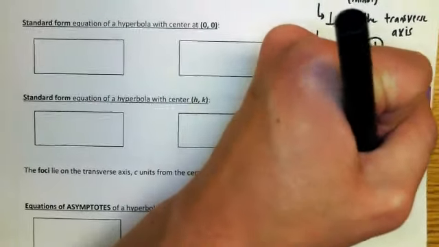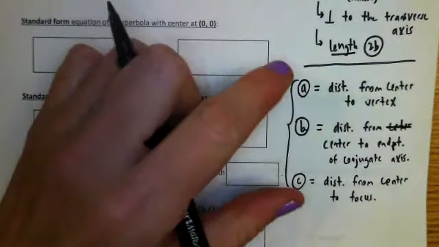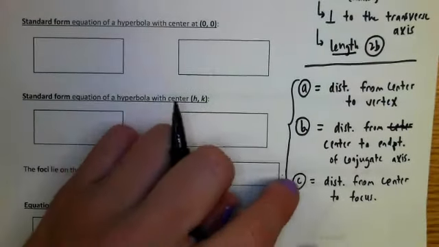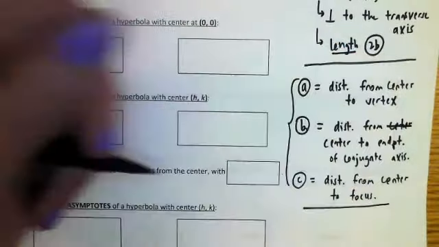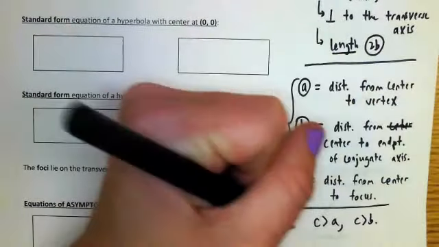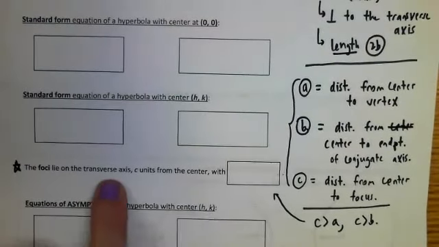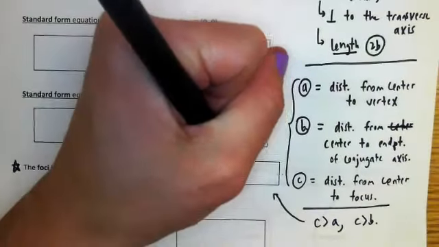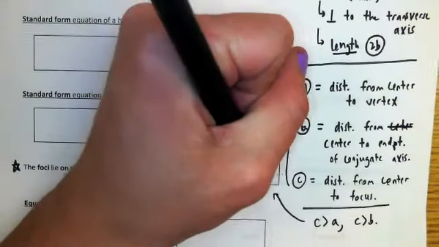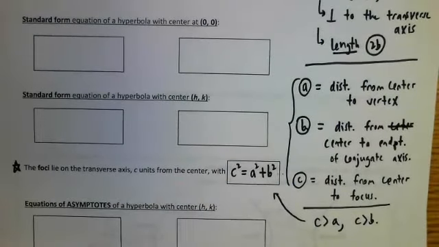What I like about A, B, and C is that A and C are the same exact thing that they were for ellipses. The definition did not change. It's just that C became the biggest of the three. And that's a good thing to note, that C is greater than A and C has to be greater than B, which leads us to the normal Pythagorean theorem. The foci lie on the transverse axis. And here's the Pythagorean theorem as we know and love it for hyperbolas, as opposed to how it was with ellipses. C squared is definitely going to equal A squared plus B squared. And that'll come in handy in word problems too.